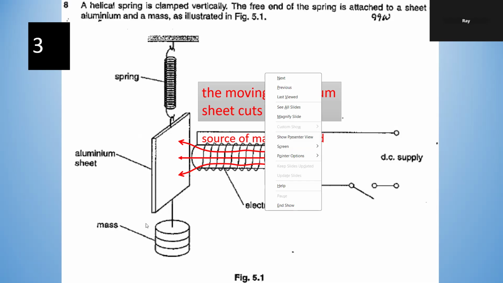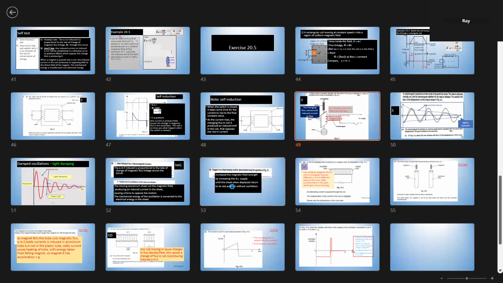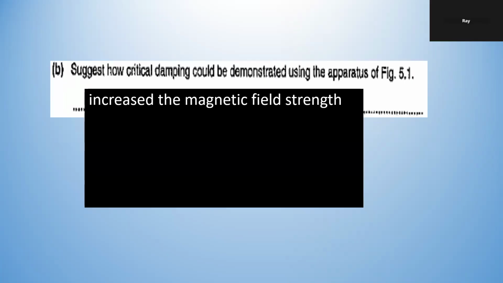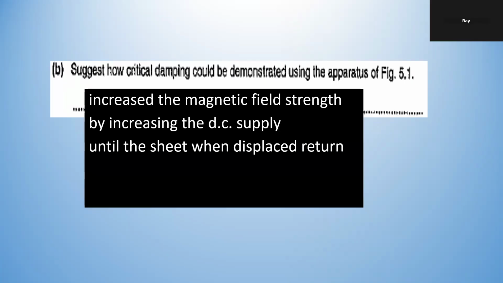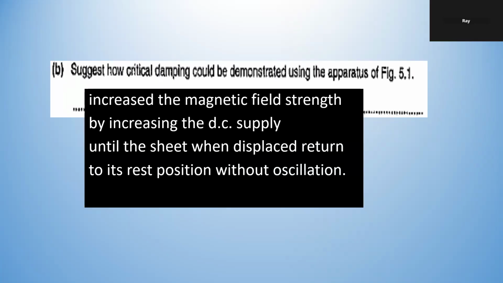You can either put this one in oil or increase the number of turns. Increase the magnetic field strength by increasing the DC supply until the sheet, when displaced, returns to its rest position without oscillation.